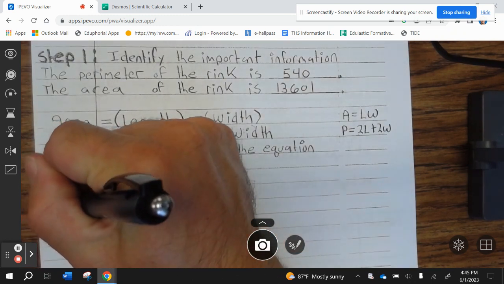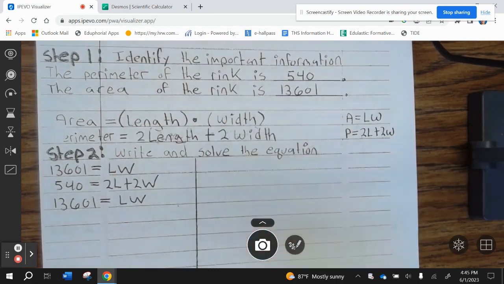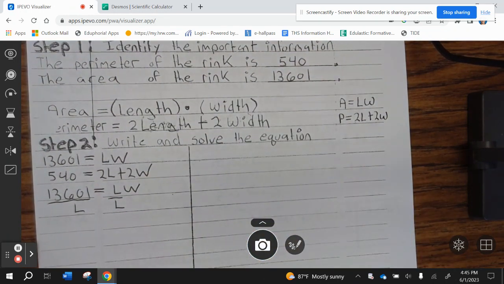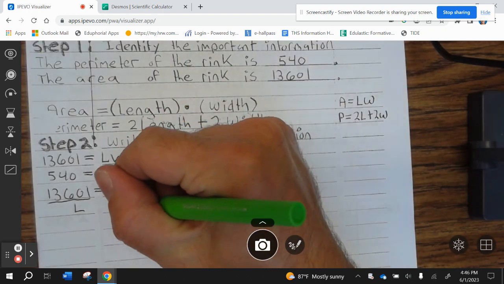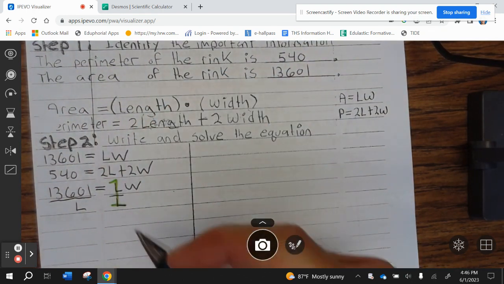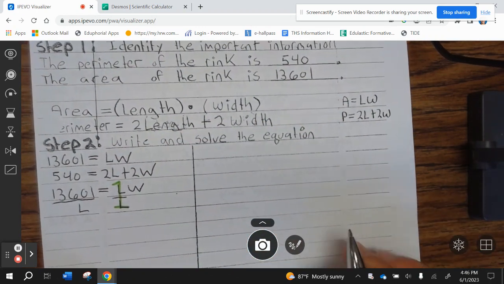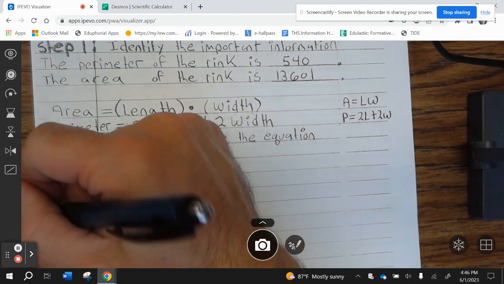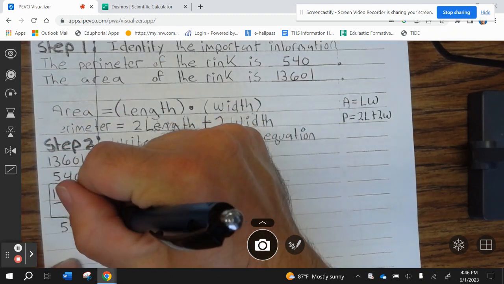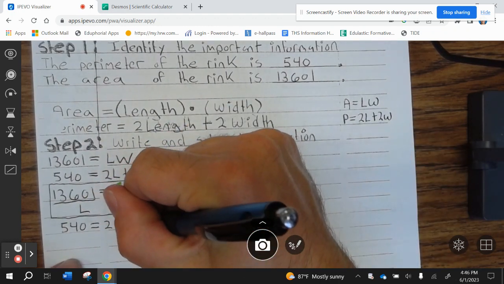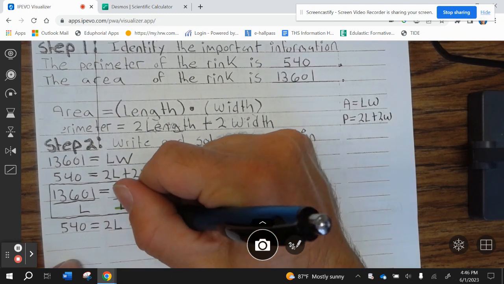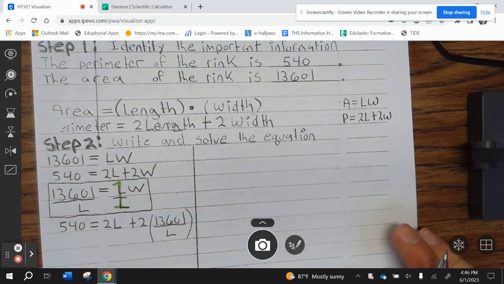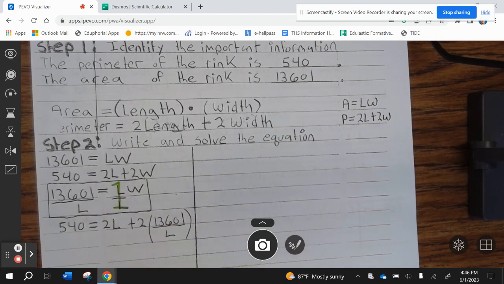So we have 13,601 equals length times width. I'm going to go ahead and solve for W, so I'm going to divide both sides by L. So this L divided by L becomes 1. So we basically now have W equals 13,601 divided by L. So we're going to substitute that in for W. So we have 540 equals 2L plus 2 times 13,601 divided by L. Now, we only have one variable. Now we can solve.